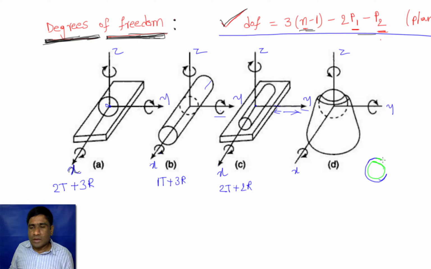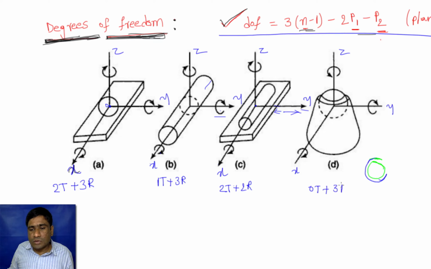That means it cannot translate in any of these axes. So it cannot translate in x-axis, y-axis or z-axis, but it can rotate about the x-axis, y-axis, z-axis, because this sphere is not attached or not fixed to this groove. So it can rotate about x, y and z-axis. So here 0 translation plus 3 rotations.